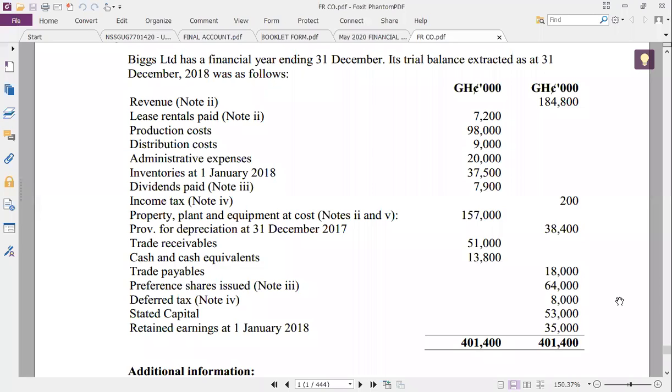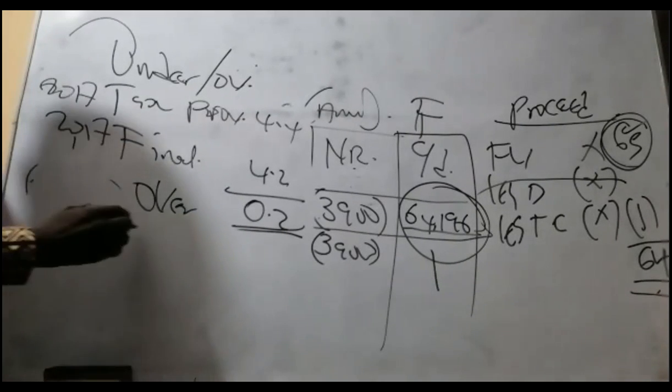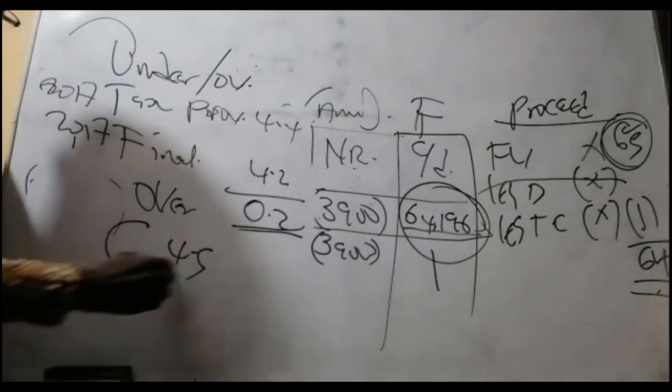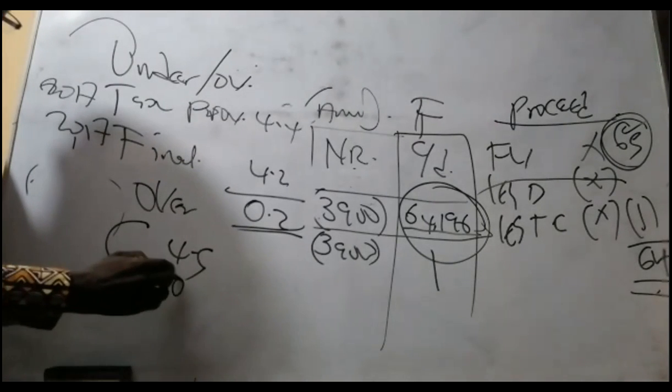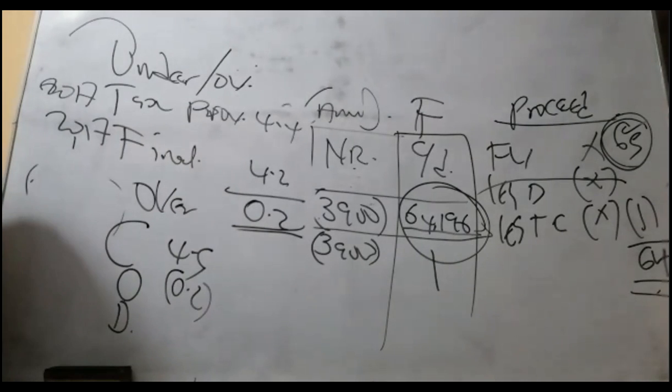So for overtax, do you add or subtract? Over, you subtract, right? So current tax will be 4.5 million over 0.2. Then let me add deferred tax there, then you continue the game. Have you seen how nice it is? It's not something too humongous.